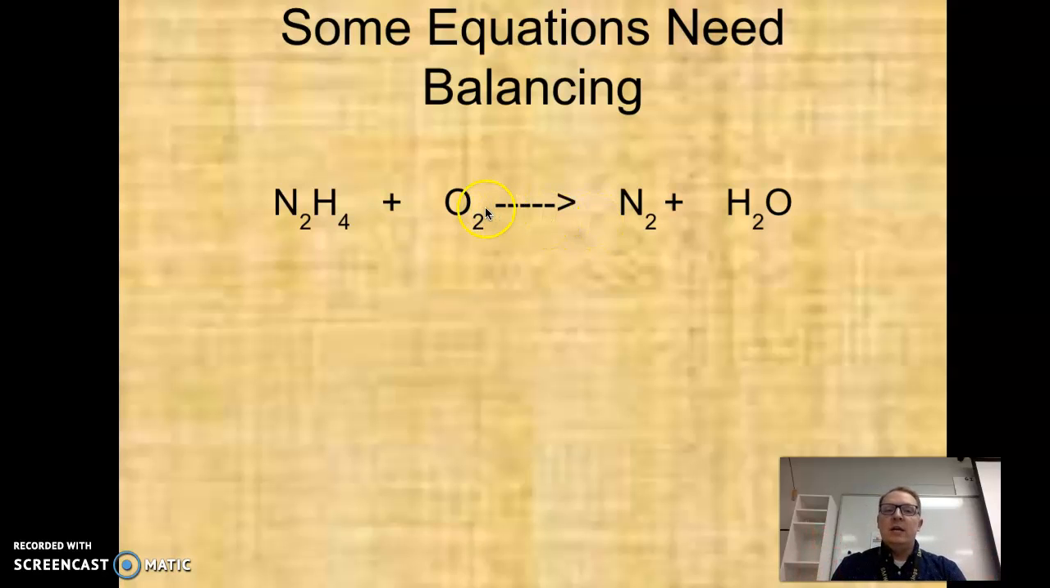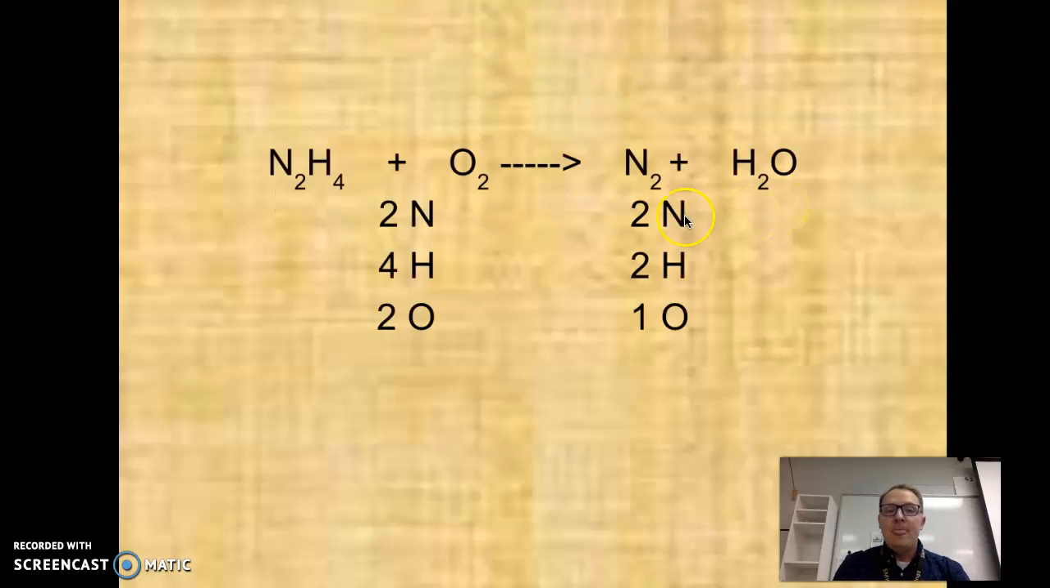So if we take a look at each individual element, remember each capital letter, there are 2 nitrogens over here, there are 2 nitrogens over here, okay? There are 4 hydrogens here, and there are only 2 hydrogens over here. So we know that our hydrogens are not balanced right now. And we have 2 oxygens on this side and only 1 oxygen on this side. So things currently right now are not balanced, right? Our nitrogens are okay, but our oxygen and our hydrogen don't match up.